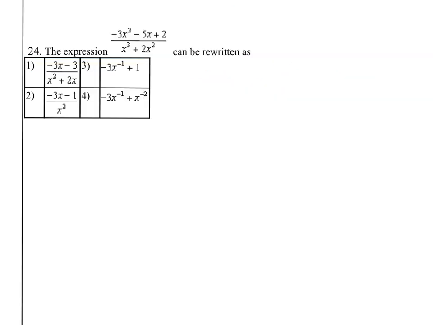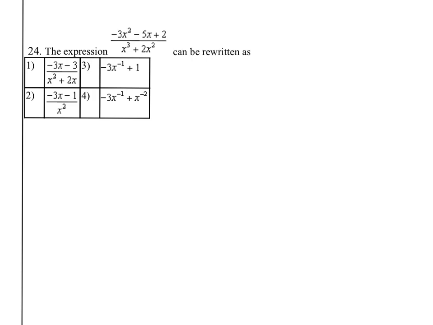For number 24, there's actually a few ways to do this question. You can do the cheater method by storing a number in as x, and then just plugging in the original expression and getting a value. And then plug in each answer choice one at a time, and see which of those 4 answer choices matches what you got when you plugged in the original expression.